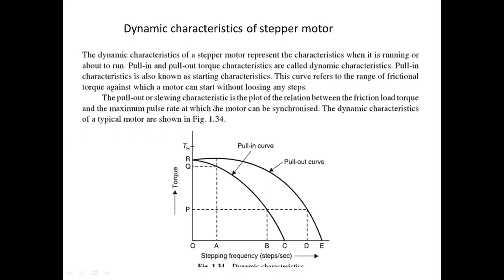The pull-out or swing characteristics is the plot of the relation between the frictional torque and the maximum pulse rate at which the motor can be synchronized. These are the two curves: one to behave in the synchronism condition, and the pull-out torque, which comes under the losing of synchronism condition.